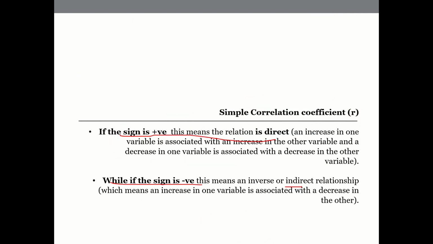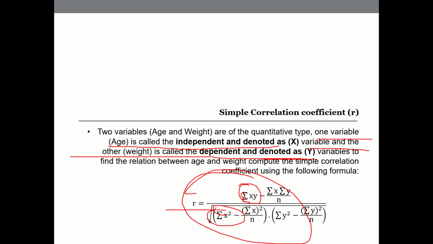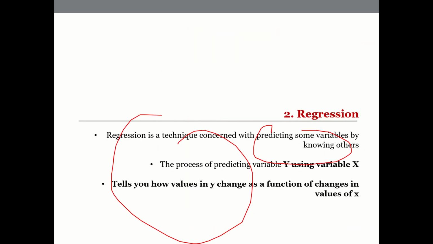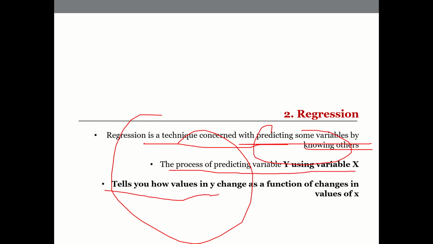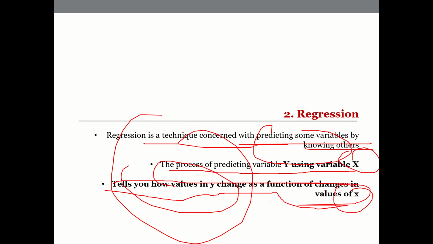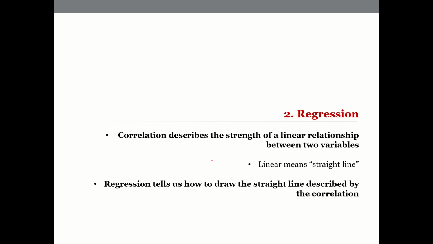Regression is commonly used in research as one of the techniques for analyzing two variables. Regression is a technique concerned with predicting some variables by knowing others. In the process of predicting variable y using variable x, regression tells you how the value of y changes as a function of x. If you change x, how it will impact y can be understood through regression. Correlation describes the strength of the linear relationship between two variables, whereas regression tells us how to draw the straight line.